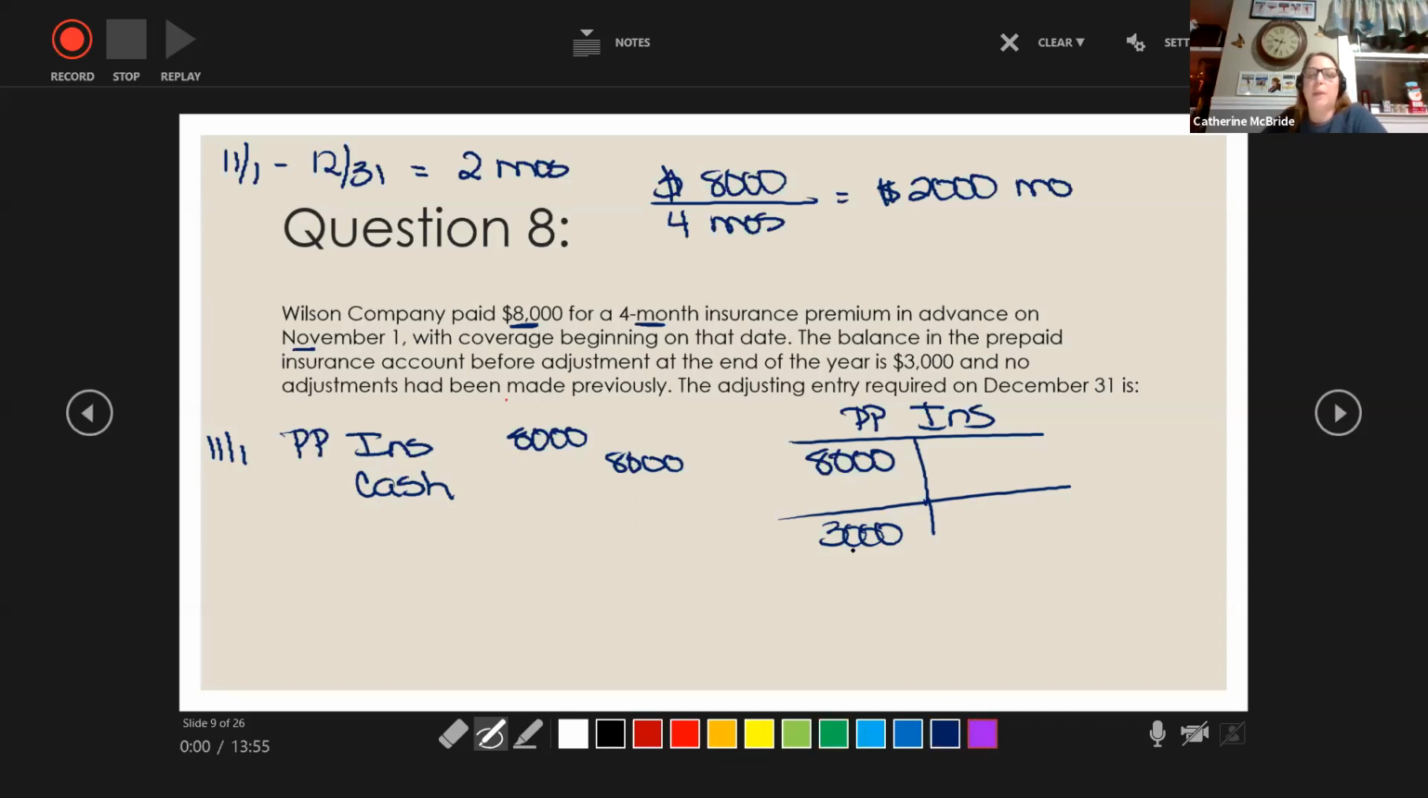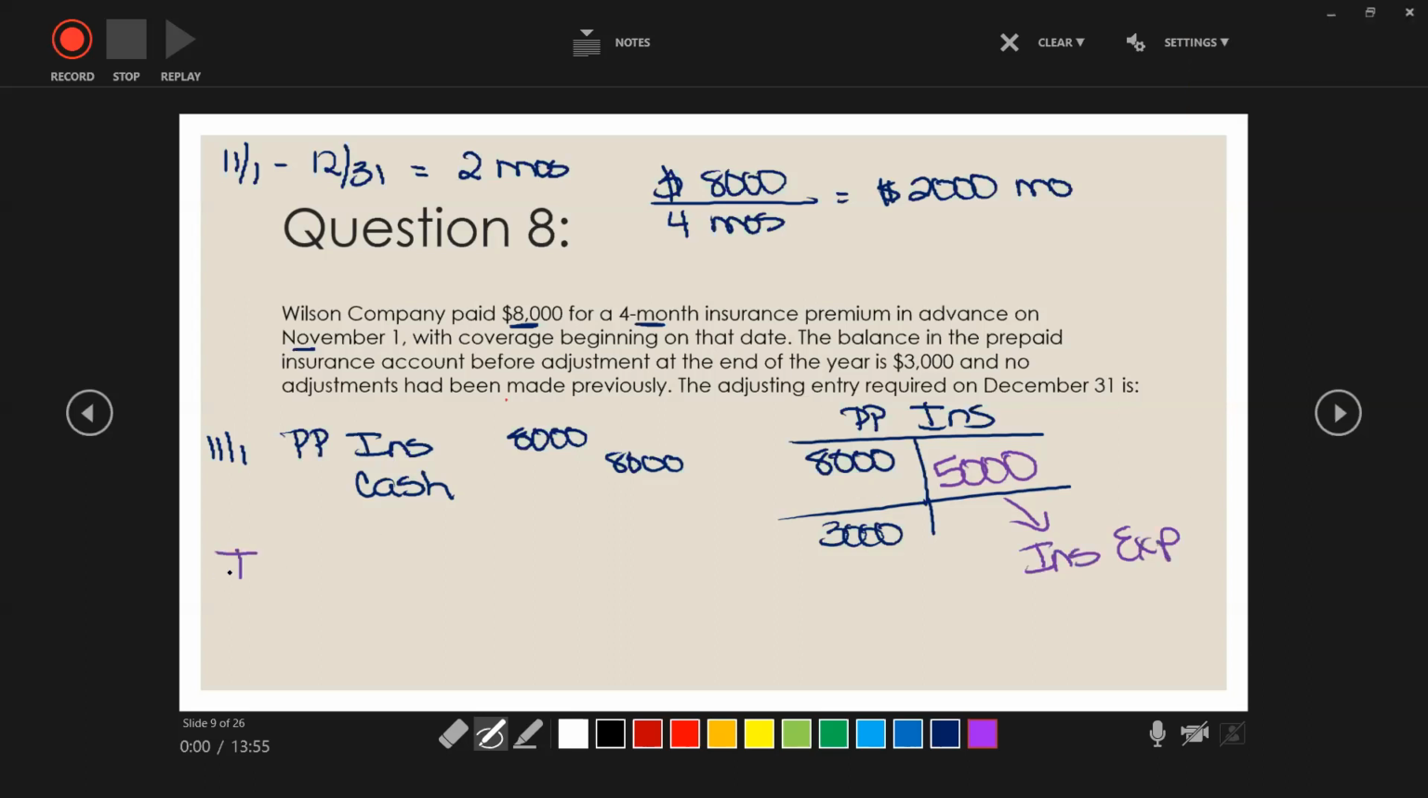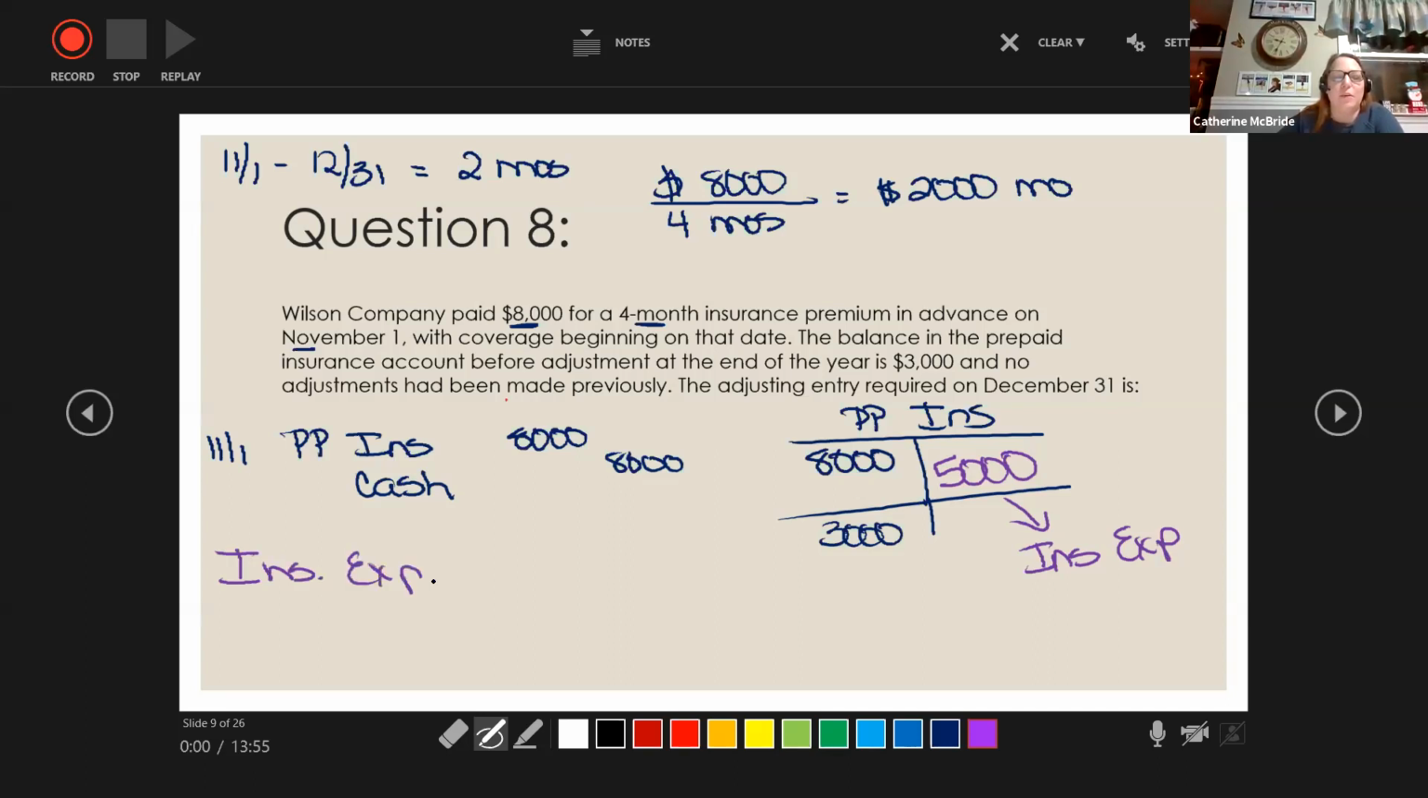So how do we get from 8,000 to 3,000? I have to subtract 5,000. Right, and we subtract it by crediting it. What is this 5,000 going to represent? Insurance expense. Are you noticing a trend here? Yes. So we're going to record the expense, and you should also be getting used to the fact that expenses are debits. We're going to reduce our prepaid insurance.